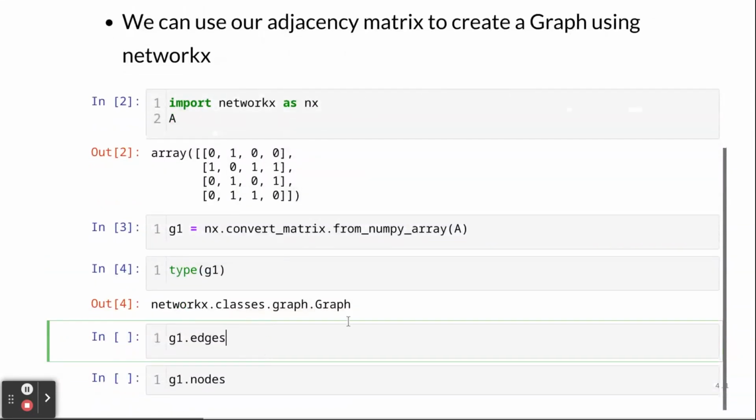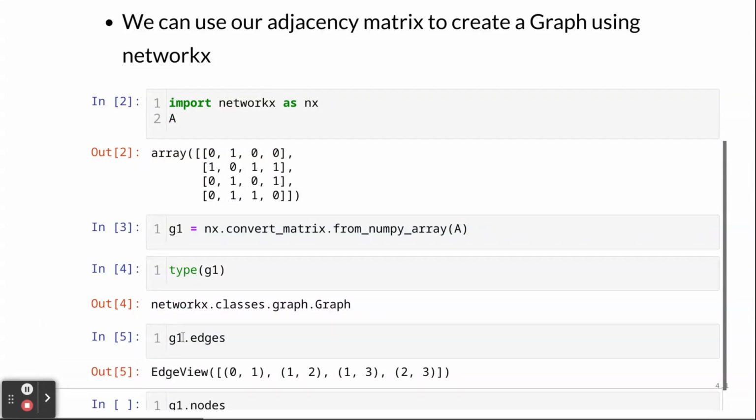And there are a few common properties we can immediately start looking at. For example, the edges property will return to us something called an edge view. This tells us that there is an edge between nodes 0 and 1, nodes 1 and 2, 1 and 3, as well as 2 and 3. So this is that integer representation we had before, but because this is Python, they started counting at 0 instead of 1. So you'll see these same numbers in the previous slides, just incremented by 1.